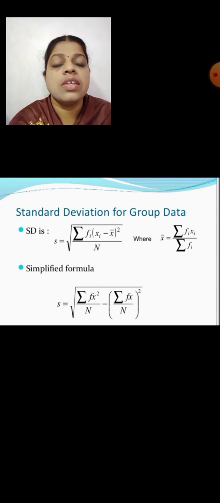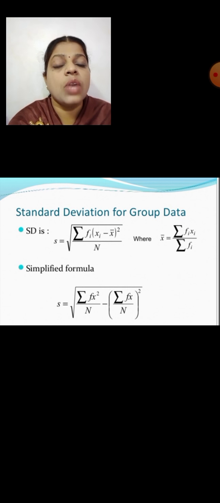That is, in the ungrouped data, we have used the x, that is, only the values of the variables have been taken into consideration. But here we have to multiply its relative frequencies with all these values, and we have to square it and we have to find the whole square root of all the answers.